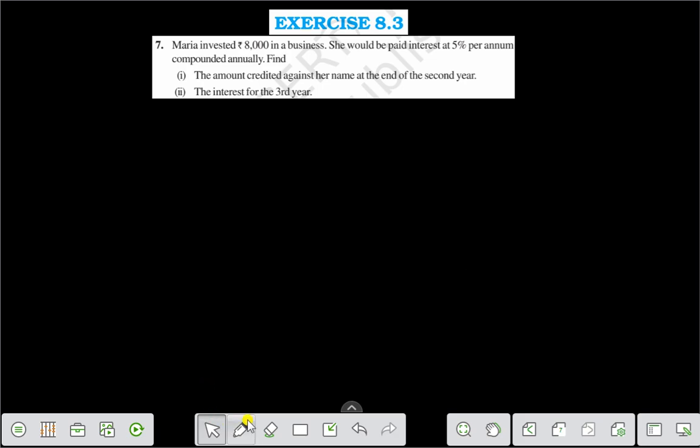Let us find. First of all, we'll find the amount. We know that amount is equal to P into (1 plus r by 100) to the power n. Here the principal is rupees 8,000, so that is 8,000 into (1 plus r by 100). R is 5% per annum, therefore 5 by 100. And n is for 2 years, that is the second year, so n equal to 2.